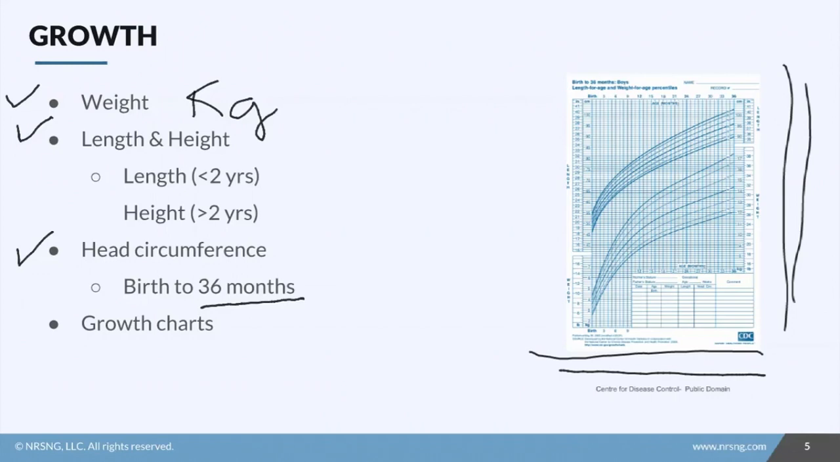And what we're looking for in terms of weight and height is that they're sort of comparable. So if little Johnny is 99th percentile for height, we would sort of expect him to be the same or close to the same for his weight.